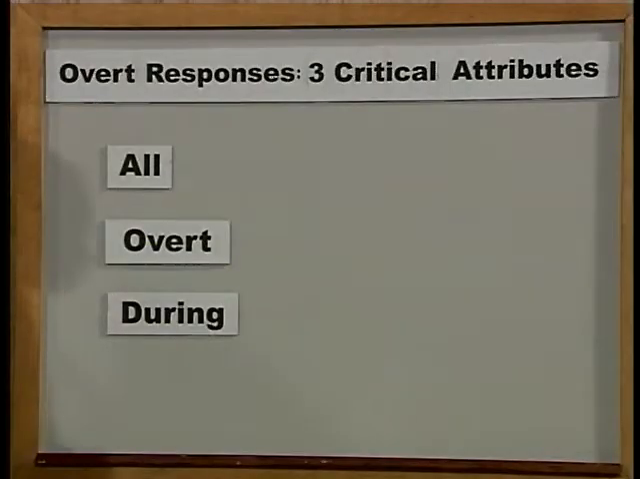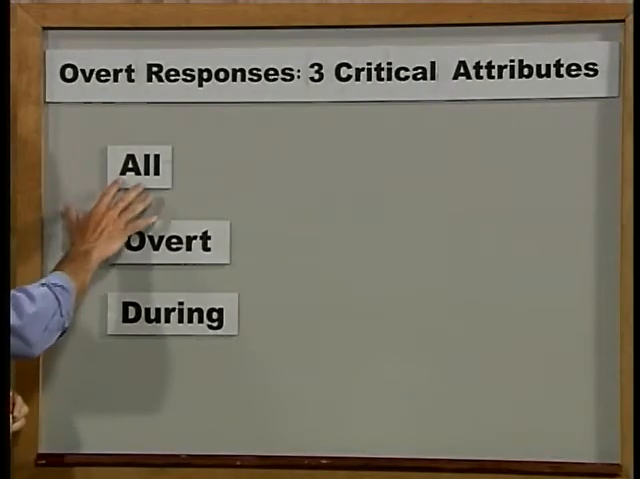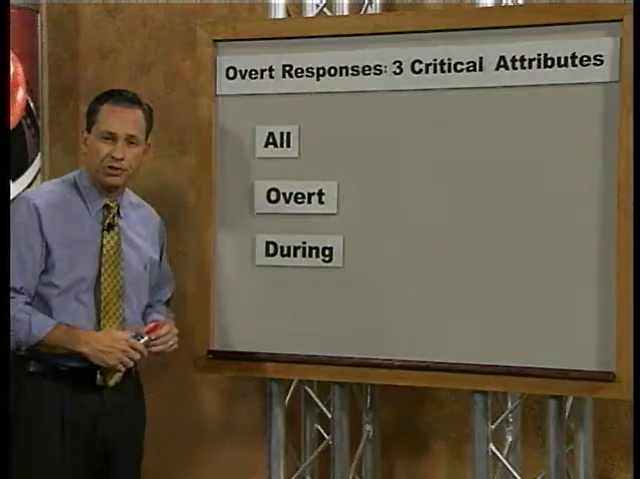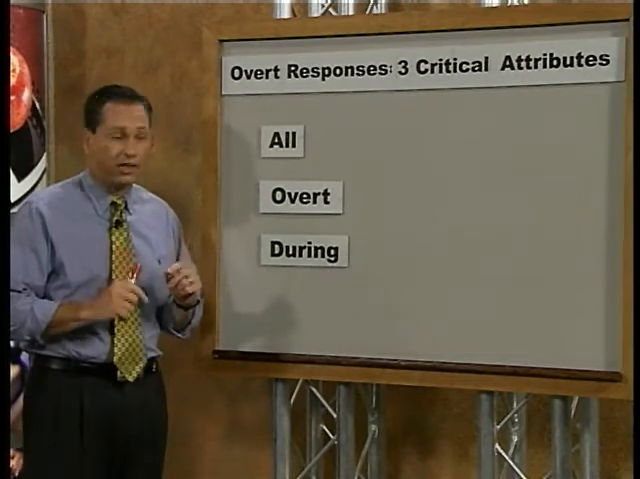As we've watched these teachers interacting with their students, eliciting overt responses, there are some themes that run through all those images. And really we can call them the critical attributes of overt responses. And there are 3: all, overt, during. Think about the images that we saw. Let's look at these critical attributes one at a time.